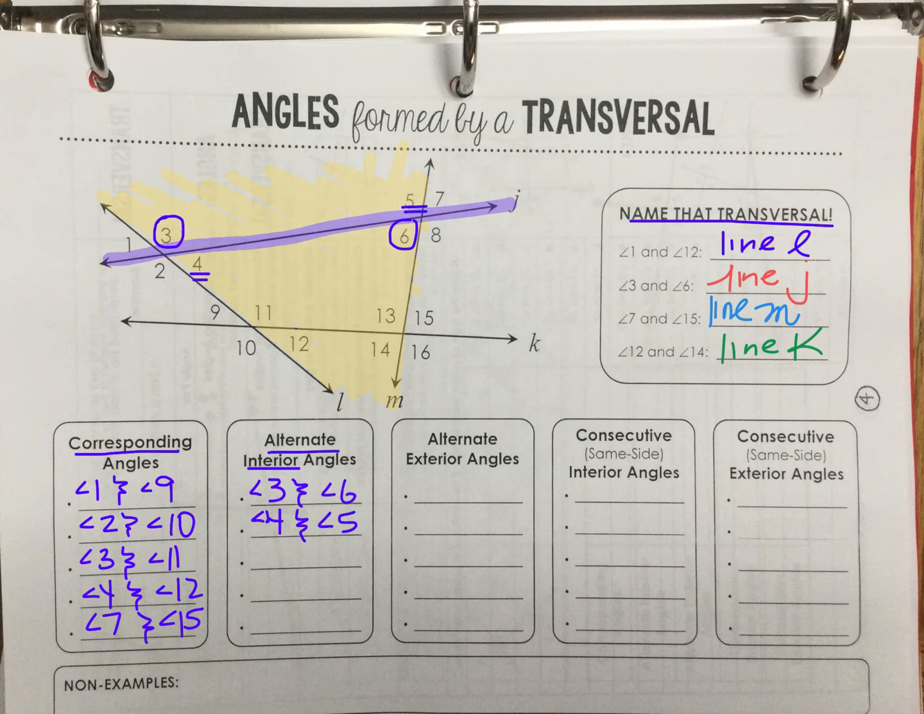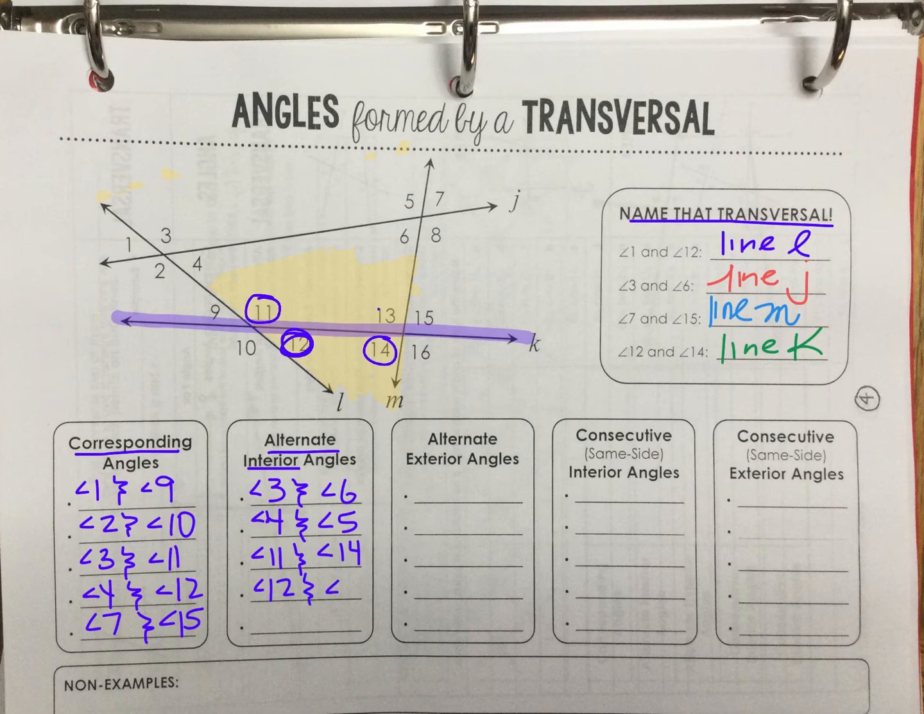If I changed up where my transversal was, I'm just going to erase this, pretend like you don't even see this half of the picture, and I'm going to make my transversal run through that line. Now I'm going to have different alternate interiors. So if 11 is 1, its alternate interior is 14. If 12 is 1, his alternate interior is 13.